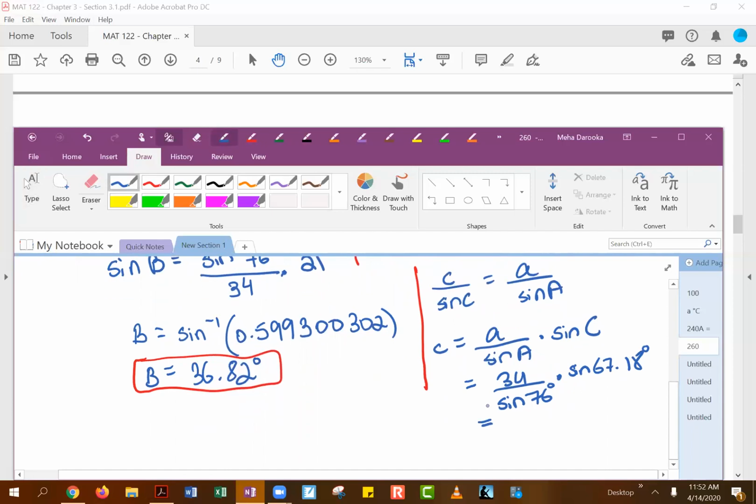Yeah, 32.2 or 0.30. Okay, 32.30 sounds good. And this is, of course, side C.